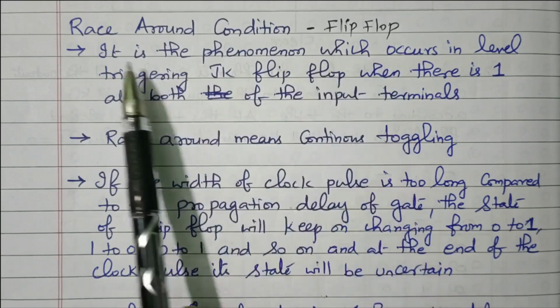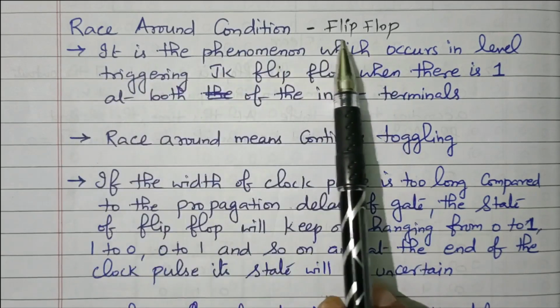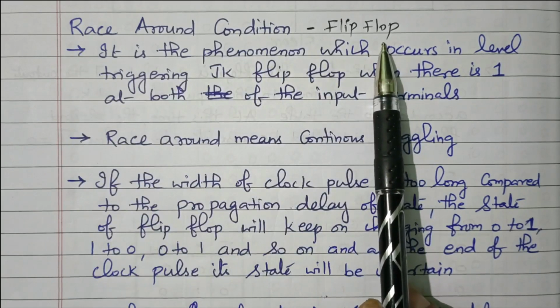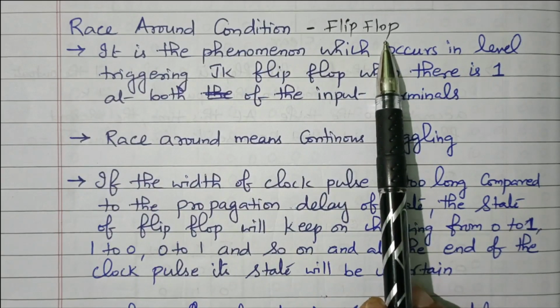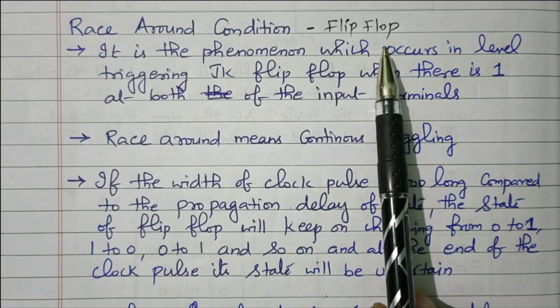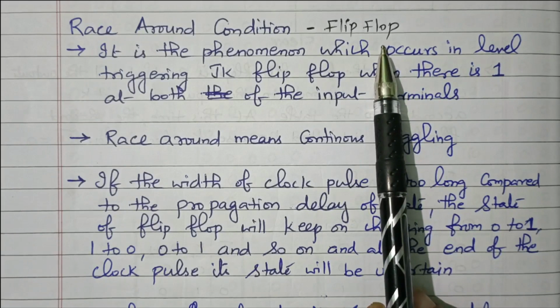Now we'll go to the topic, race around condition in the flip-flop. We know that a flip-flop is a storage element. It is able to store 1-bit data. The output depends upon the earlier available output as well as the input.